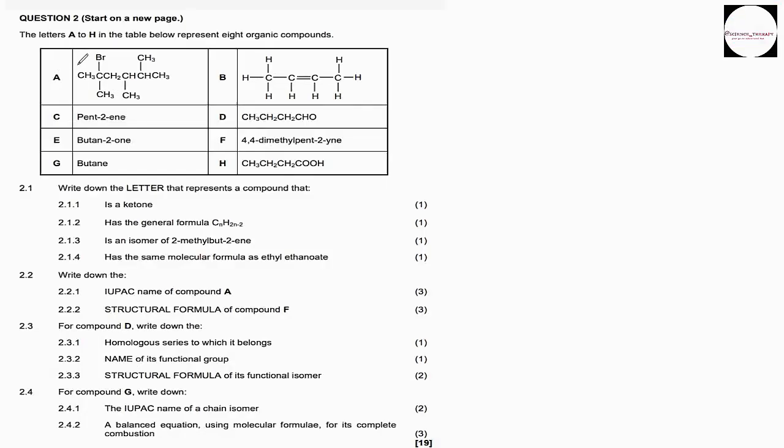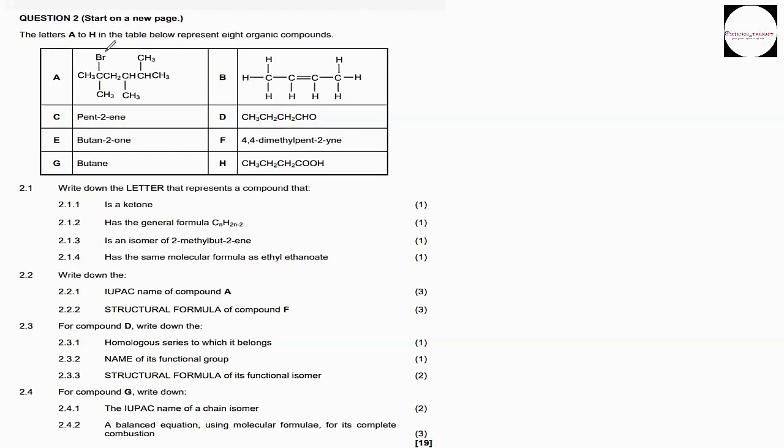Okay, so question 2 says the letters A to H in the table below represent 8 organic compounds, right? So we know the strategy. Let's first identify where each and every organic compound in this table belongs, right?